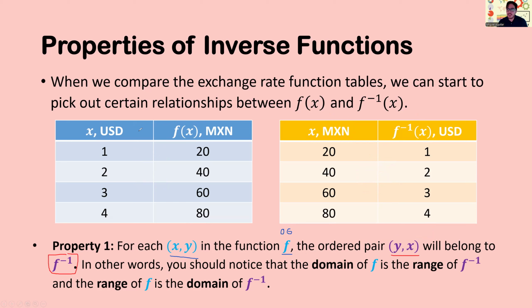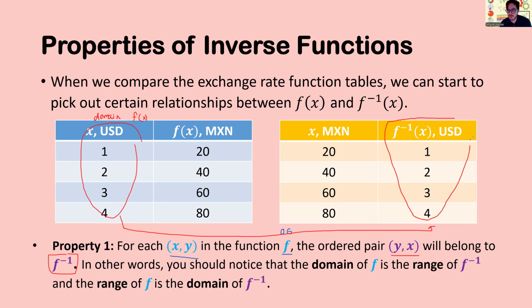So what you'll notice is if you switch the x and the y values for every single point, then that's the same thing as taking the domain over here. So this is the domain of the function f of x. And if we swap all the xy pairs, then the domain becomes the range of the inverse function. So this becomes the range of f inverse of x.